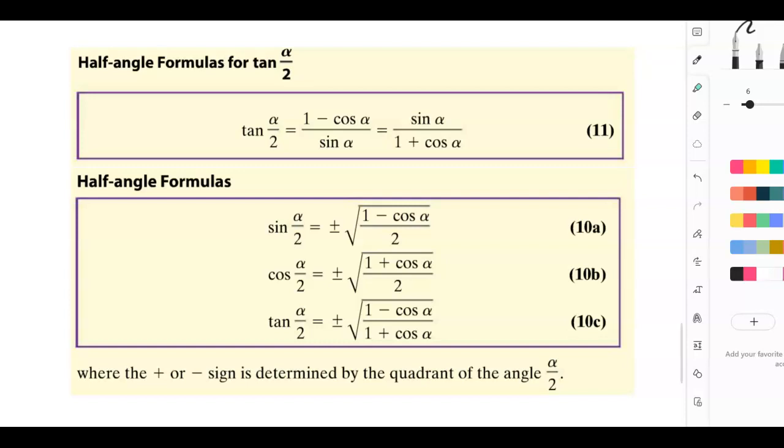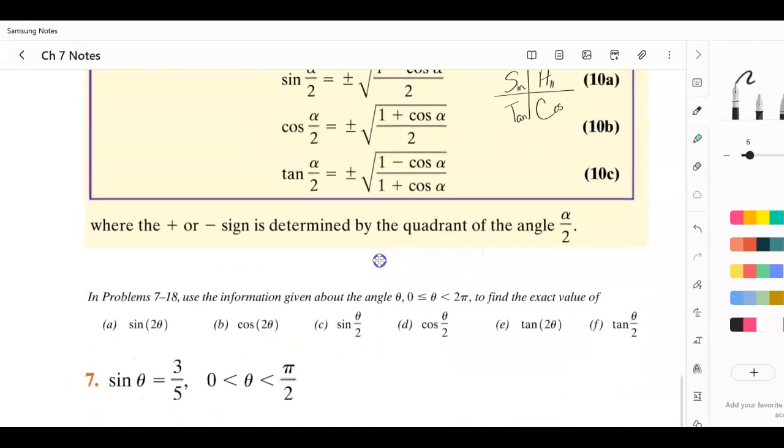Notice we've got plus and minus in front of that. The sign of this value will depend on where theta over 2 lives. Remember back in chapter 6 in the beginning, we talked about where trig functions were positive and negative, and we use this ASTC to tell us where they're positive. All functions are positive in the first quadrant, sine is positive in the second quadrant, tangent is positive in the third quadrant, and cosine is positive in the fourth quadrant. So we end up using that to help us figure out what's going on with theta over 2 or alpha over 2. So let's look at an example.